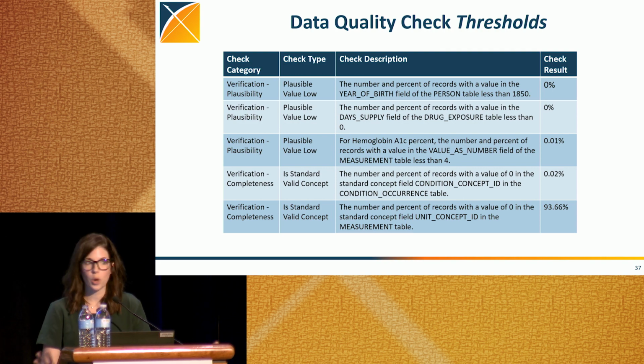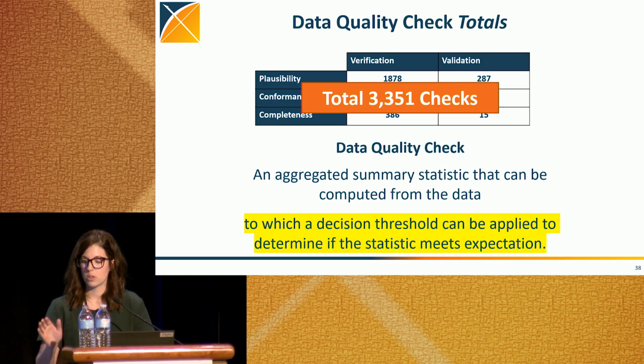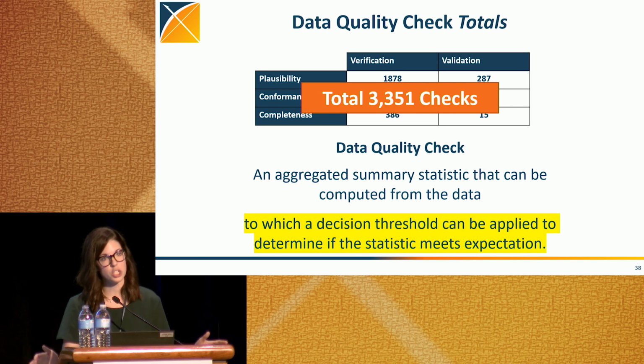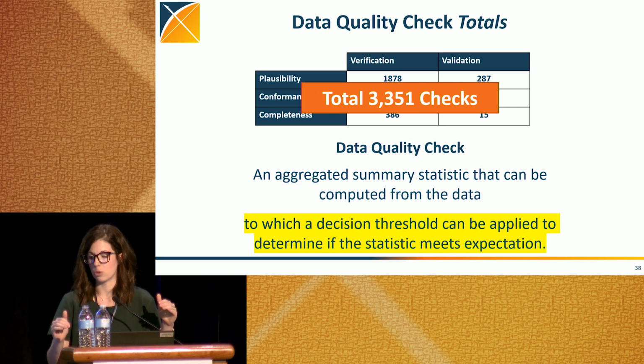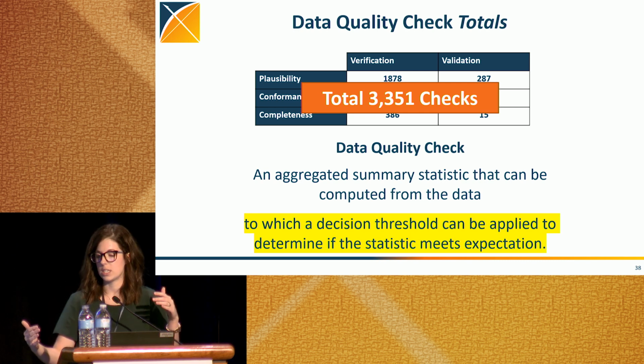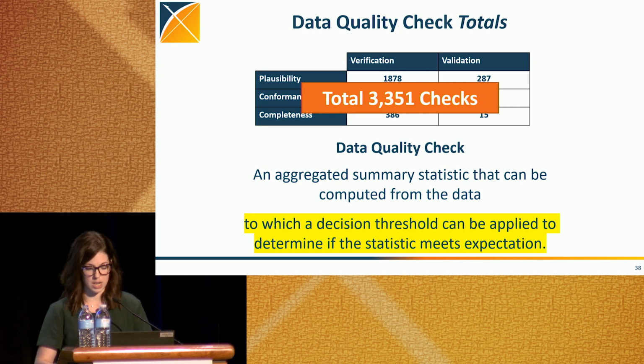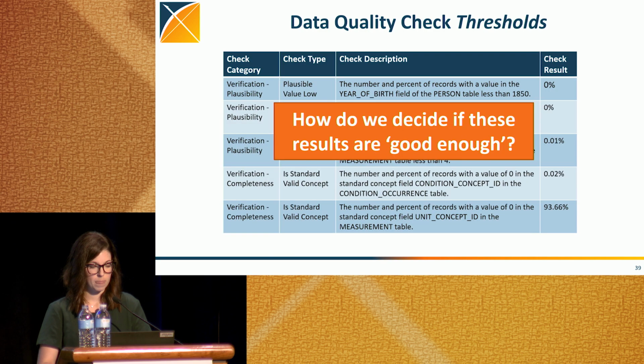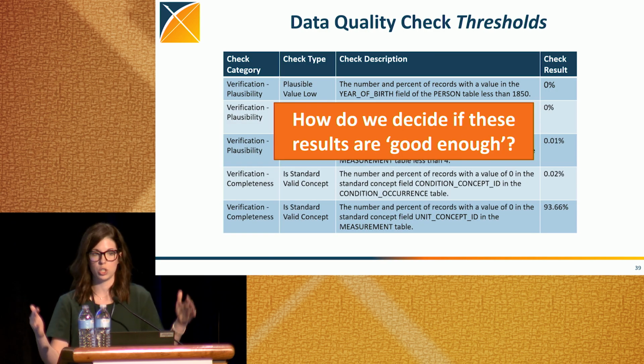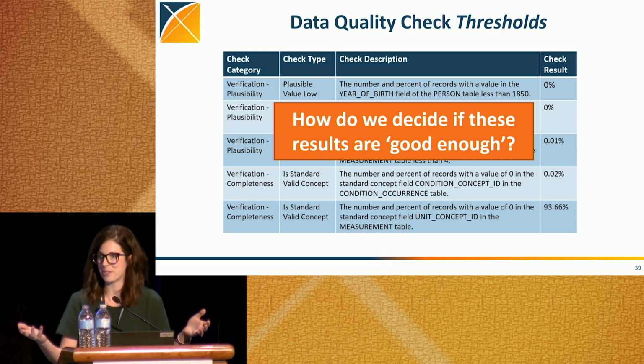Okay, so where do we go from here? We've written our statistics and we've computed them. So again, coming back to our definition, now let's think about our thresholds. We want to apply some threshold to these statistics to determine whether or not they meet expectation. In other words, how do we decide if these results that we've computed are good enough, which is essentially understanding the quality of our data, right?